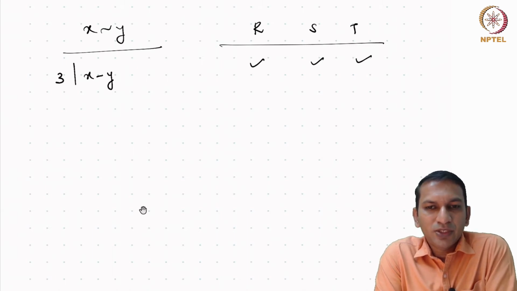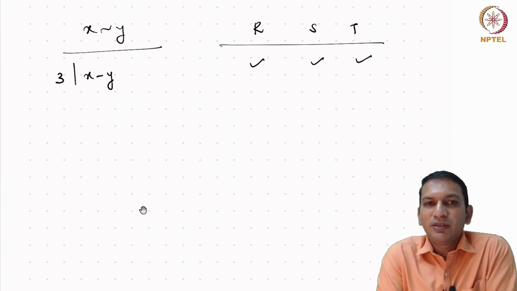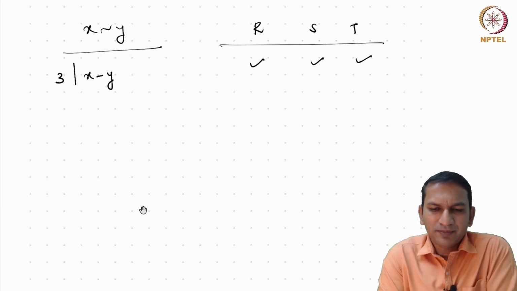Simply you need to add x minus y plus y minus z. You will get x minus z. Both of them are multiples of 3, so the addition also will be a multiple of 3.